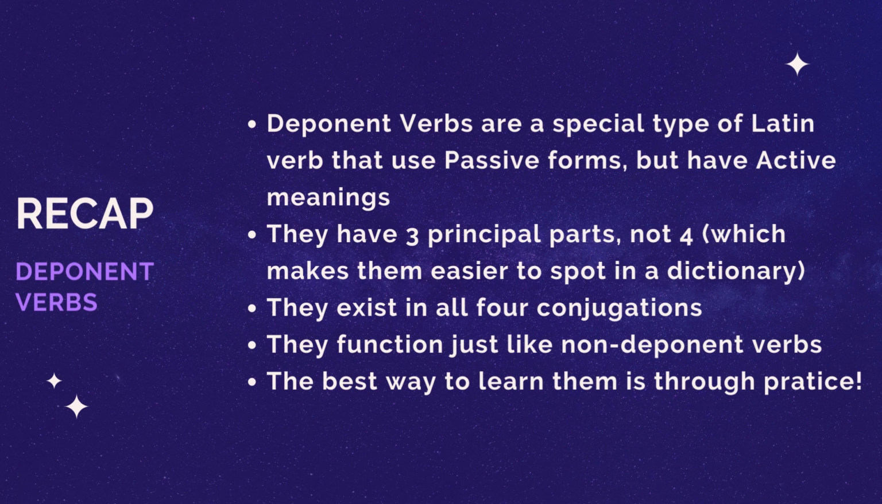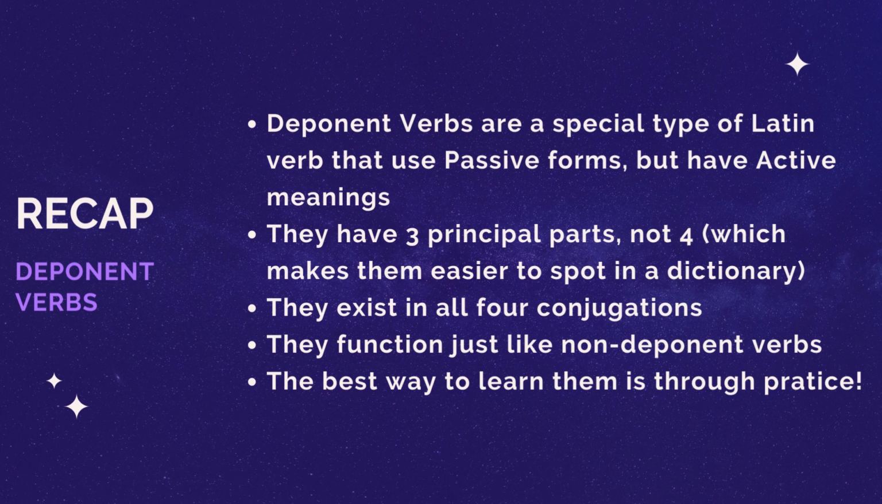They exist in all 4 conjugations. So first, second, third, third, and fourth, they all have deponent verbs. It's totally fine. Don't freak out about it. Just practice them. But knowing what conjugation your deponent verb is in will help you remember the rules for how you conjugate them into the different tenses, basically, right? And you're using passive voice conjugation, even though they are translated actively.